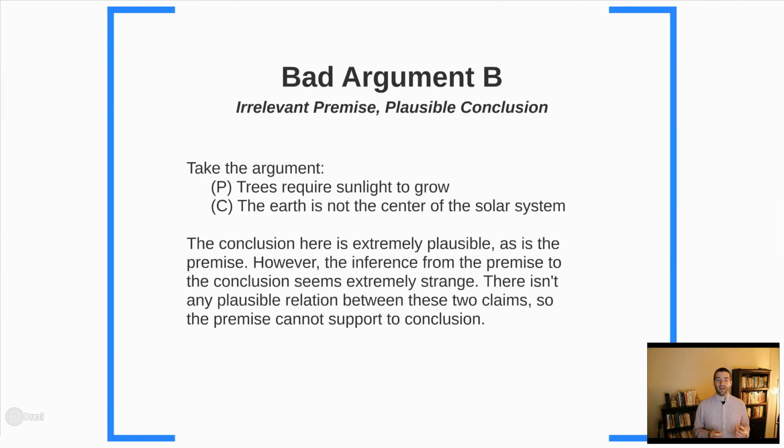Another bad argument, B, is one with an irrelevant premise with a plausible conclusion. So something like, trees require sunlight to grow, the Earth is not the center of the solar system. Well, again, both of these actually are very plausible. In fact, they almost both seem certainly true, but they're entirely unrelated. So they don't really have the kind of evidential connection that we look for between a premise and its conclusions.